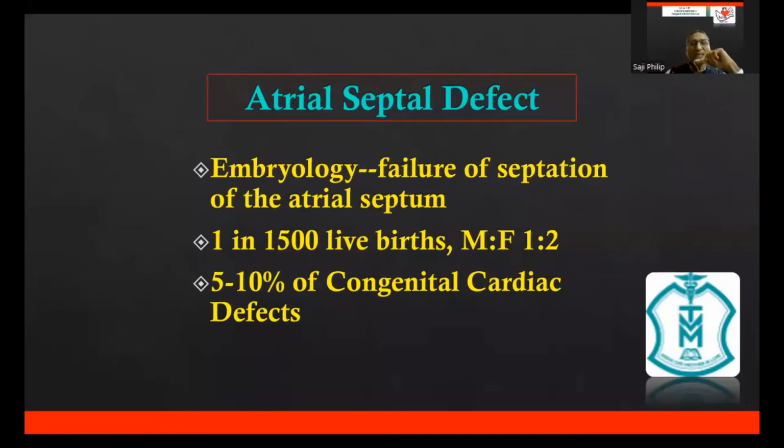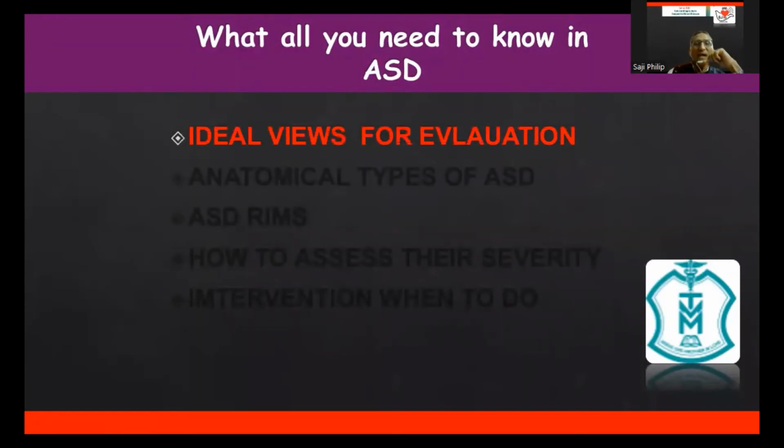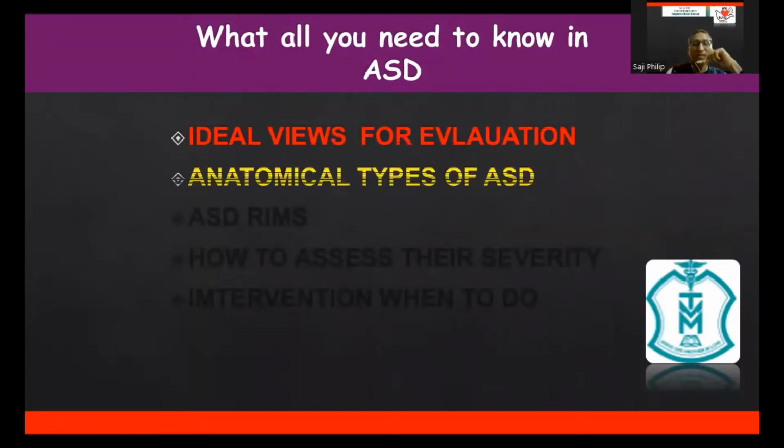The atrial septal defect embryology, as you know, is in general a failure of septation of the atrial septum. 1 in 1,000 live births has an atrial septal defect, and females are more prone to get this structural defect, and 5 to 10% of congenital heart defects are atrial septal defects. What you need to know in ASD is the ideal views for evaluation and the anatomical types of ASD.